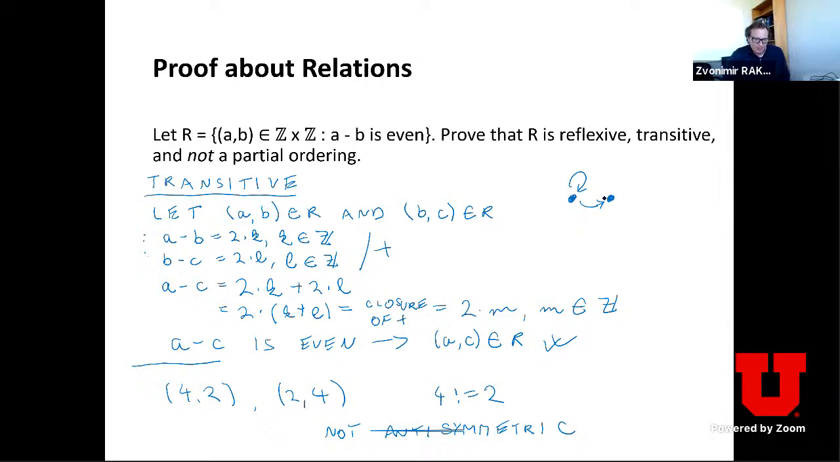So these are properties of a relation. That's the first thing, not of sets. And I didn't quite understand the question. So a relation can be, for example, reflexive, transitive, and antisymmetric.